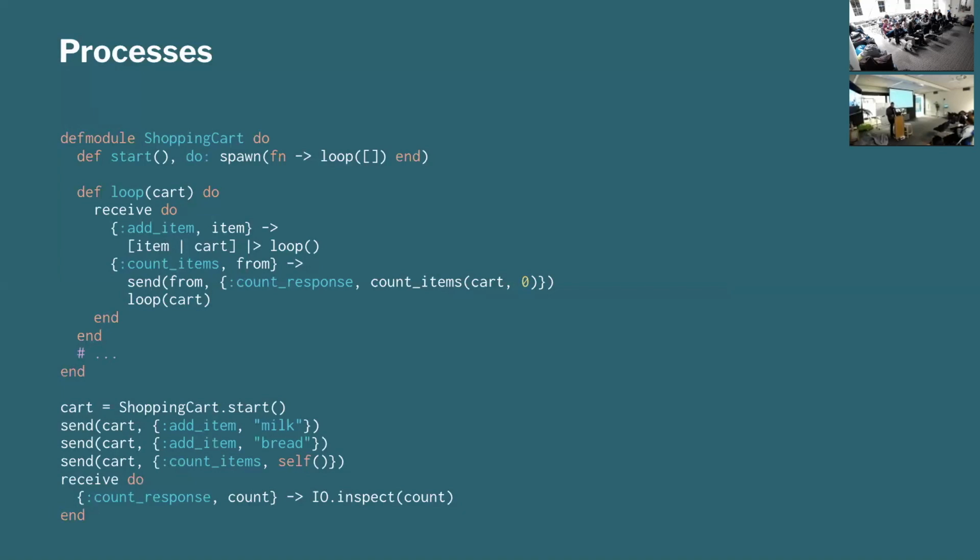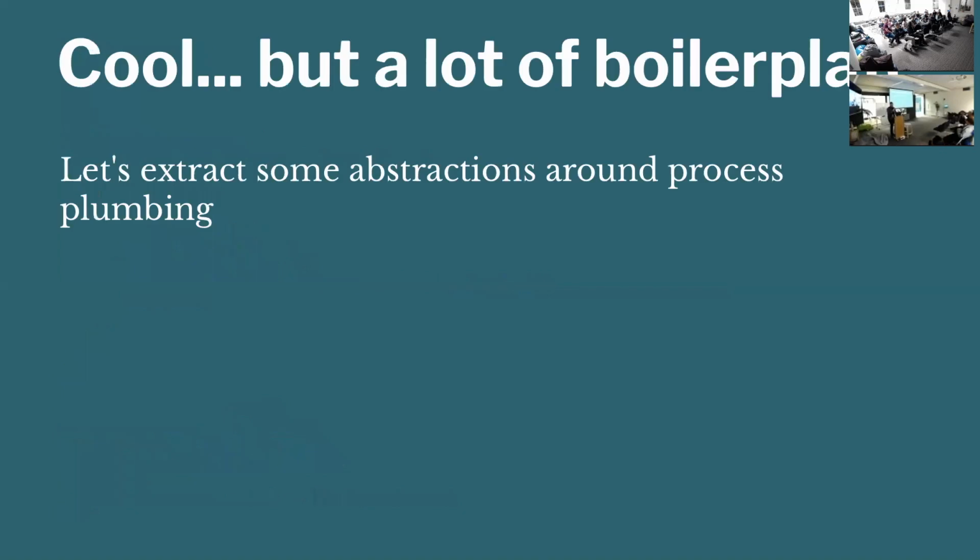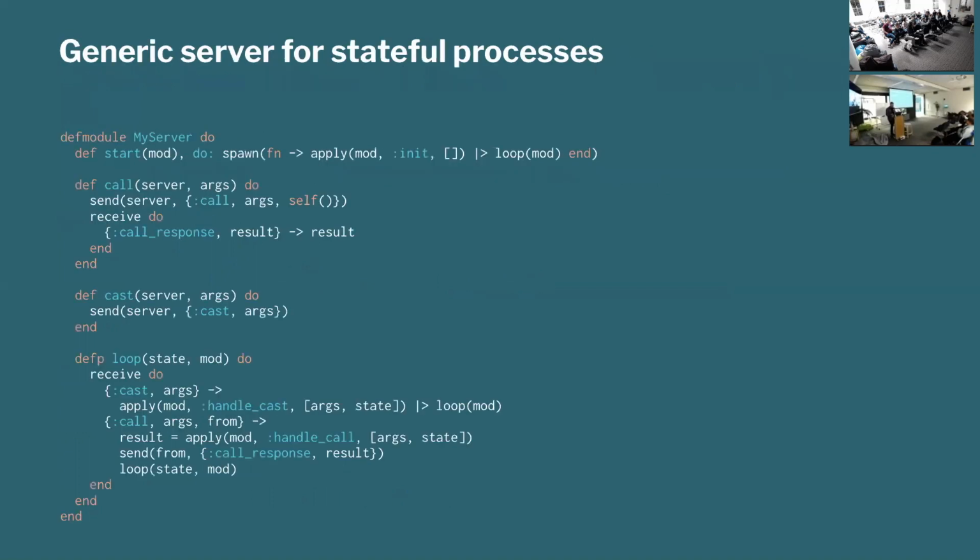Okay, cool. So that's cool, and it works, and we've got things in a separate process, and it's isolated, but it's a lot of boilerplate. So if we want to pull out some abstractions from that, so we don't have to write that every time, what would that look like? Something kind of like this.